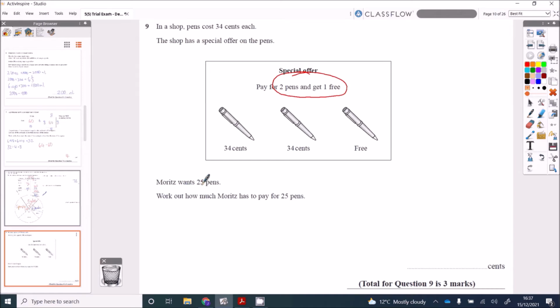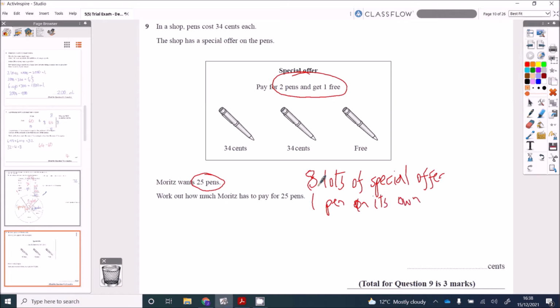So basically, think about 25 pens. That's going to be 3 lots of the special offer, and then 1 extra pen. Let me say that again. Okay, we get 3 pens with the special offer. We need 25 pens. That's 8 lots of the special offer. 8 3s are 24. Then we need to buy 1 pen on its own.